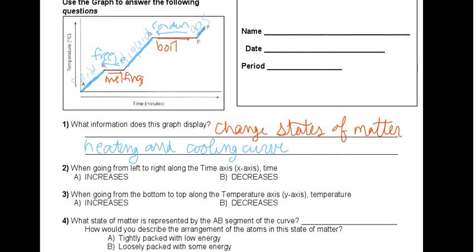Next, whenever we're reading this graph on the time axis from left to right, how does the time respond? Well, it increases. Next question is, when you go from the bottom of the graph to the top, how does temperature respond? Well, temperature also increases.